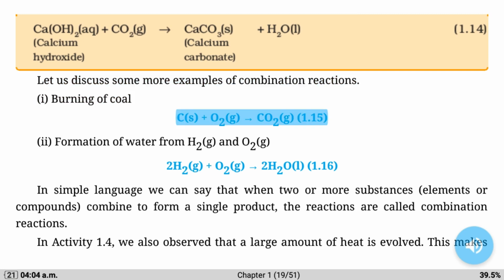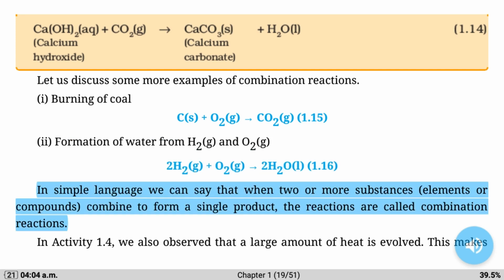(i) Burning of coal: C(s) + O2(g) → CO2(g) (1.15). (ii) Formation of water from H2(g) and O2(g): 2H2(g) + O2(g) → 2H2O(l) (1.16). In simple language, we can say that when two or more substances, elements or compounds, combine to form a single product, the reactions are called combination reactions.